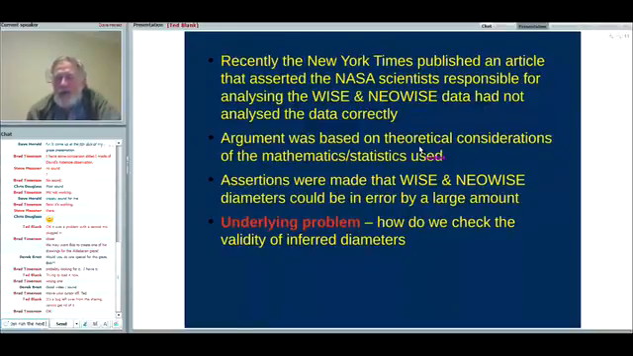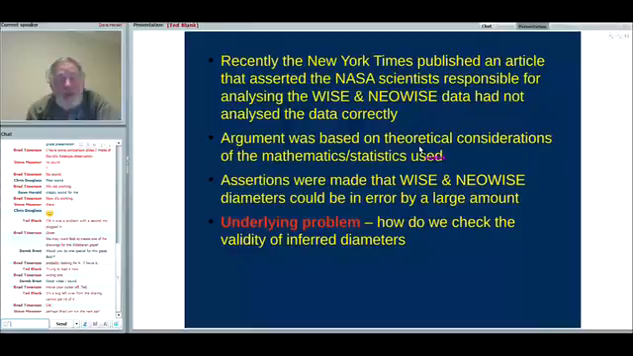He asserted that the NASA scientists responsible for analysing the WISE and NEO-WISE data weren't analysing the data correctly, and in some cases their diameter determinations could be hugely out, not just a few kilometres, but 50% out, large differences. The arguments he raised were based on theoretical considerations of the mathematics and statistics used.